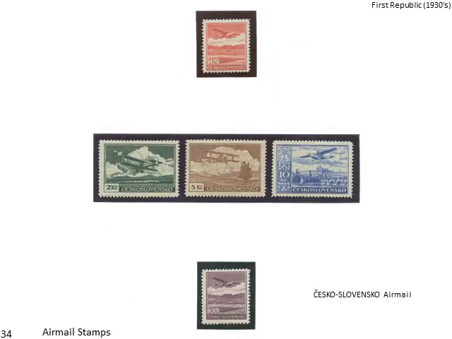The 1930s also saw the first non-overprinted Czechoslovak airmail stamps in 5 designs with 4 perforation varieties. Note that the 30 Heller airmail stamp at the bottom shows the name of the country hyphenated, Česko-Slovensko rather than Československo. More on this hyphenation later.